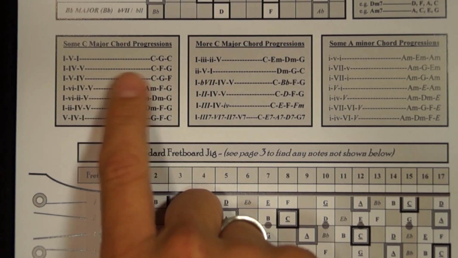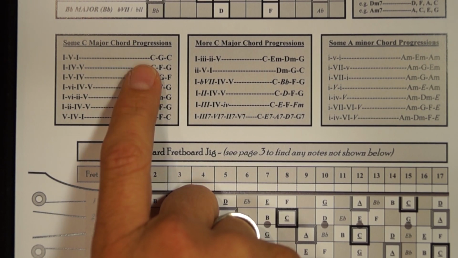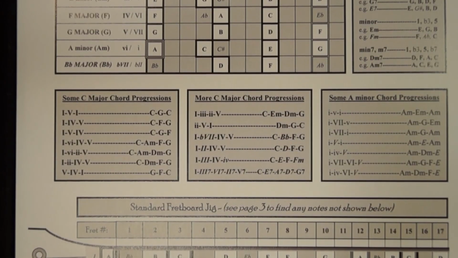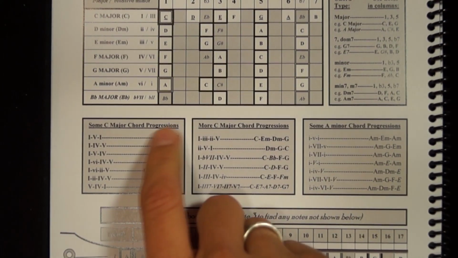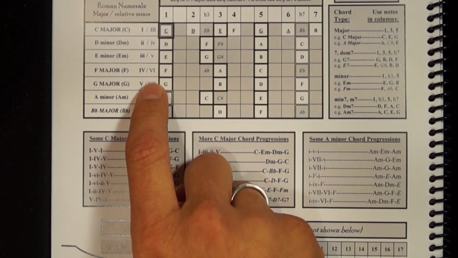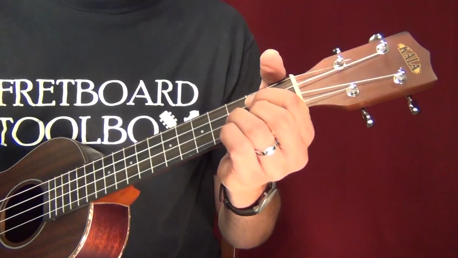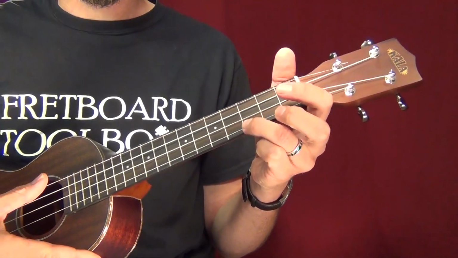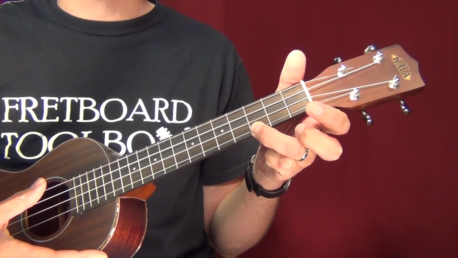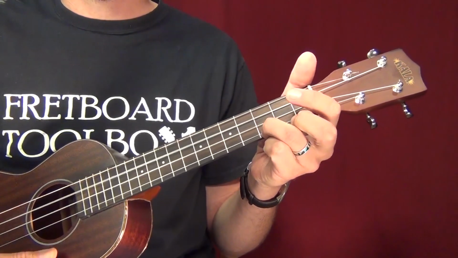Here is where we're going to spend our time today, looking at these C major chord progressions and starting to think in terms of the Roman numerals that go with them. If I wanted a 1-5-1 progression in the key of C major, it's a C major chord, a G major chord, back to a C major chord. Here's the C major chord, just the third fret of the first string. So we've got C major, G major, C major.